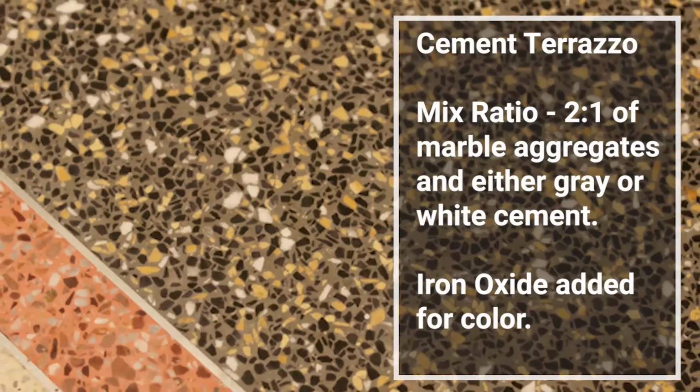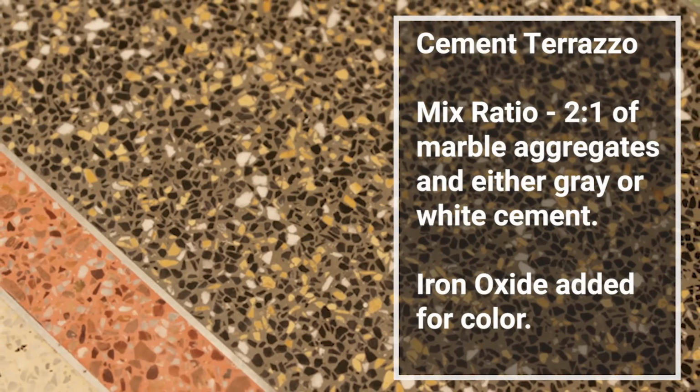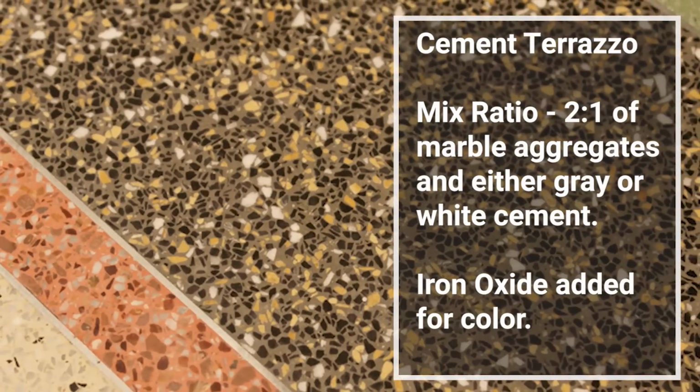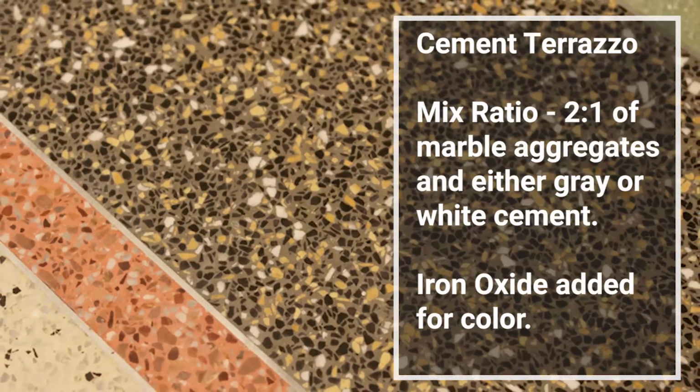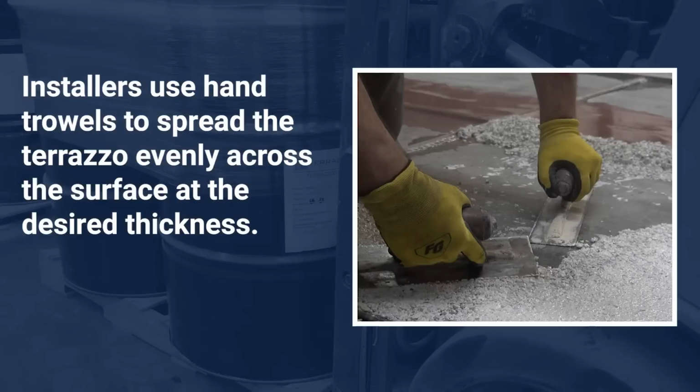With cement terrazzo, there is a mixture of a 2:1 ratio of marble aggregates and either a gray or white cement. Iron oxide can be added to the mix for coloring. All materials are mixed well with water. The mix is then poured over the surface, and using a tool commonly known as the hand trowel, the mix is spread evenly at the preferred height.